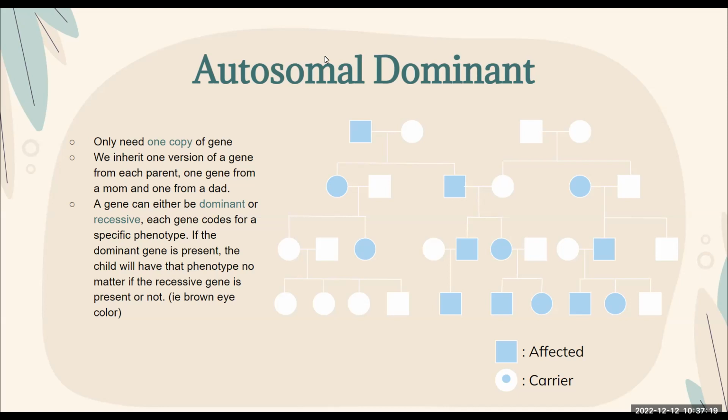If the dominant gene is present, the individual will have that phenotype, no matter if the recessive gene is present or not. A good example of this is brown eye color. So if your mother has blue eyes and your father has brown eyes, the child will likely have brown eyes, or will have brown eyes, because it is an autosomal dominant trait. And if you look to the right at the pedigree, autosomal dominant traits are usually observed in every generation of a family.